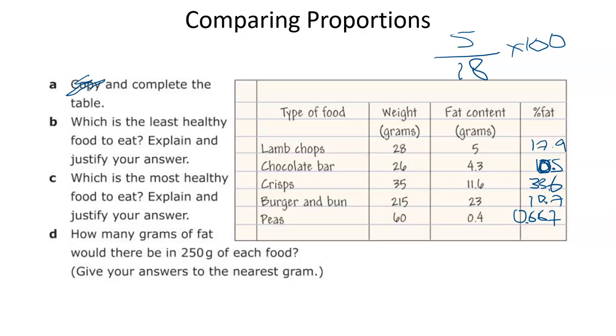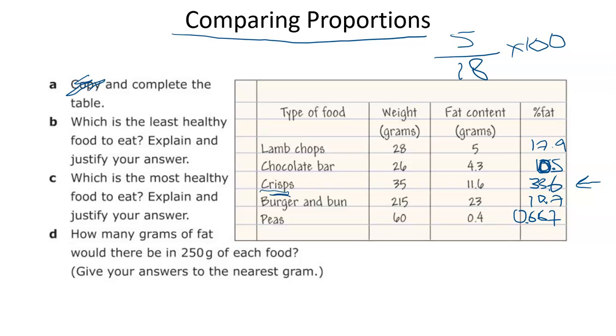Okay, so which is the least healthy food to eat? Explain and justify your answer. Now, this is slightly open to interpretation. I personally would say that this one, also comparing proportions, is what we've been asked to do. So surely we should be looking at the proportions and saying this one has proportionally the most fat. It's the highest percentage of fat.